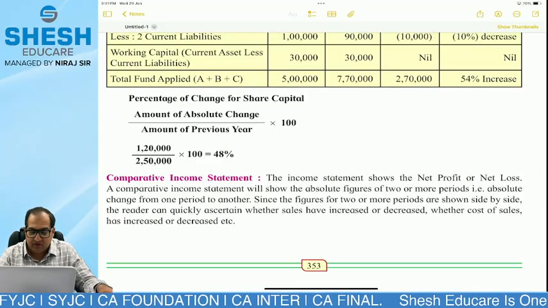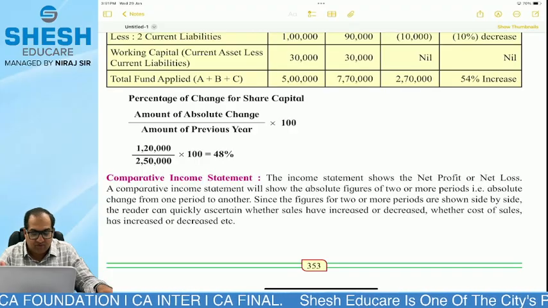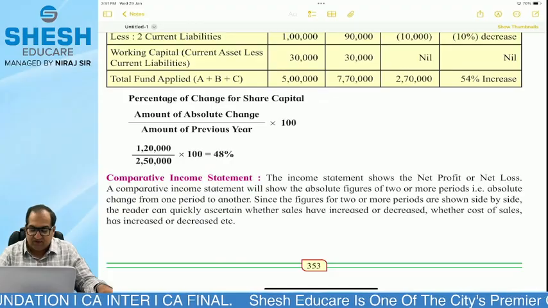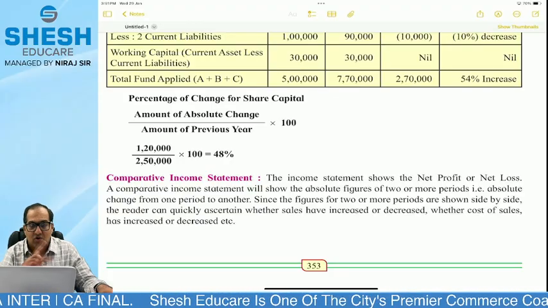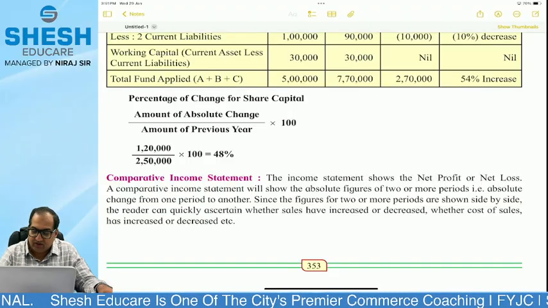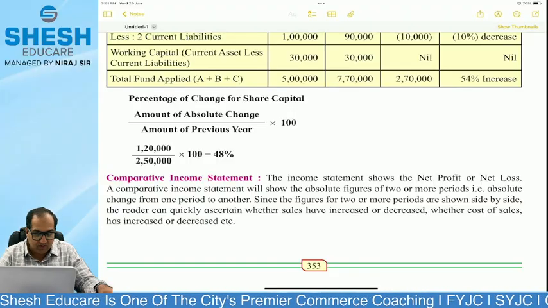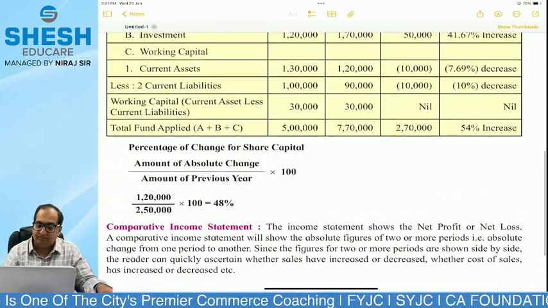So comparative income statement shows net profit or loss. Comparative income statement will show the absolute figure of two or more period, that is absolute change from one period to another. Since the figures for two or more period are shown side by side, reader can quickly ascertain whether sales have increased or decreased, whether cost of sales has gone down or gone up. Right?